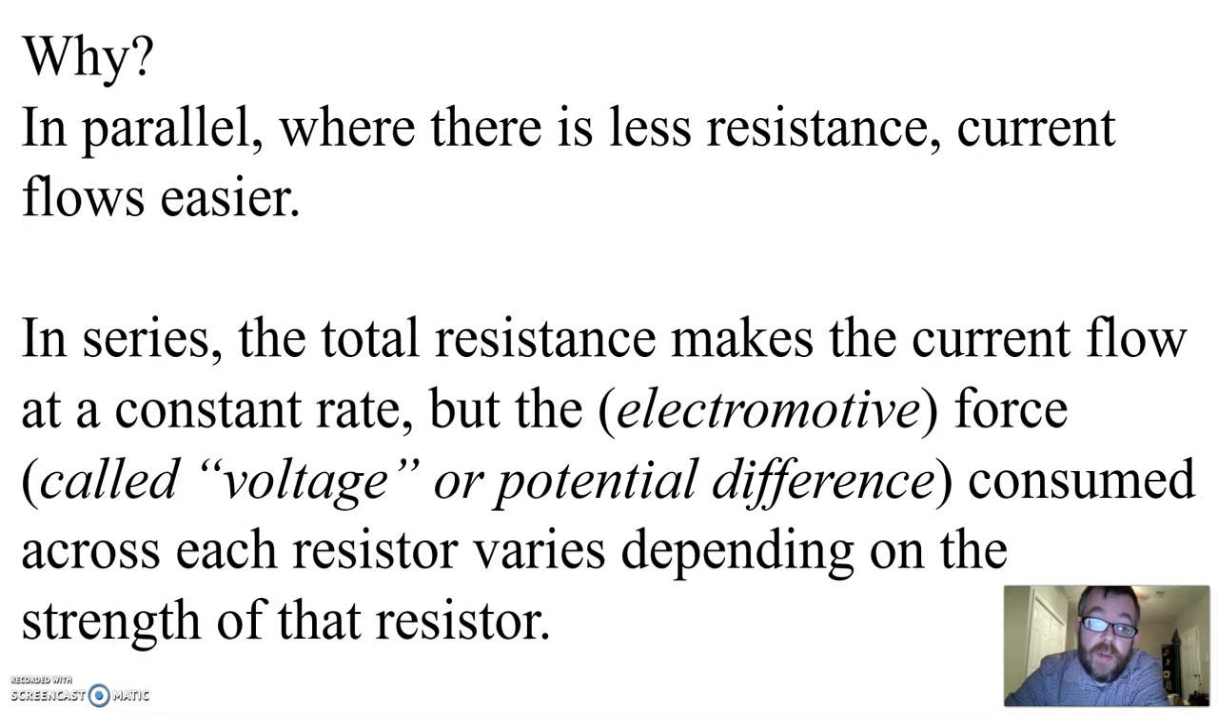Why is that the case? Well, I think it's easier to start with in parallel. In parallel, there's less resistance in general because that current is splitting up. So the current is going to flow more easily, giving us the same amperage throughout, but different voltages. But in series, the total resistance makes the current flow at a constant rate.